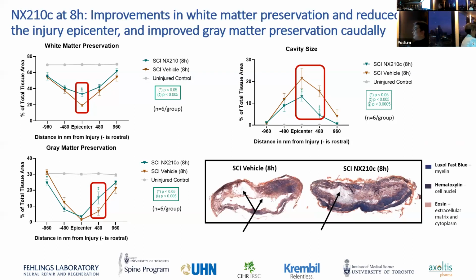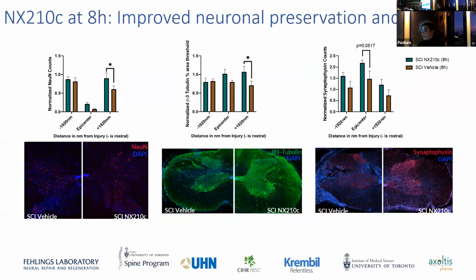Okay, so we observe that visually here. You can see that in the NX treatment condition, there is a smaller cavity size compared to the corresponding vehicle. And then we also looked at other cell populations. Primarily for my project, we observed that there was enhanced neuronal preservation and survival with the administration of the NX peptide. We can see that visually here. On the far left, we have NeuN, which looks at neuronal counts, and we can see that being upregulated in the NX treatment group. We also see higher beta-3 tubulin expression, so neuron-specific microtubule expression, as well as a higher number of synapses.